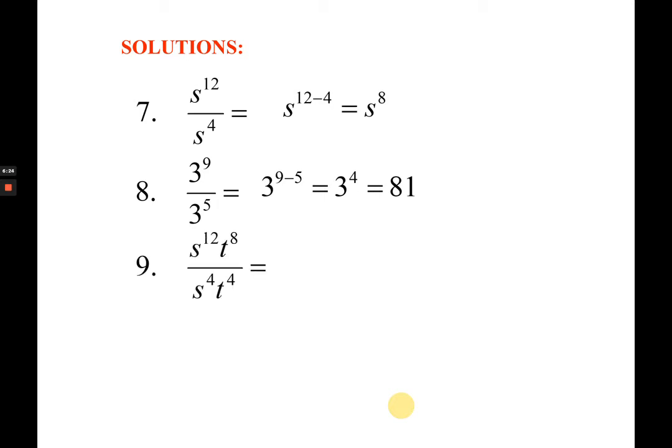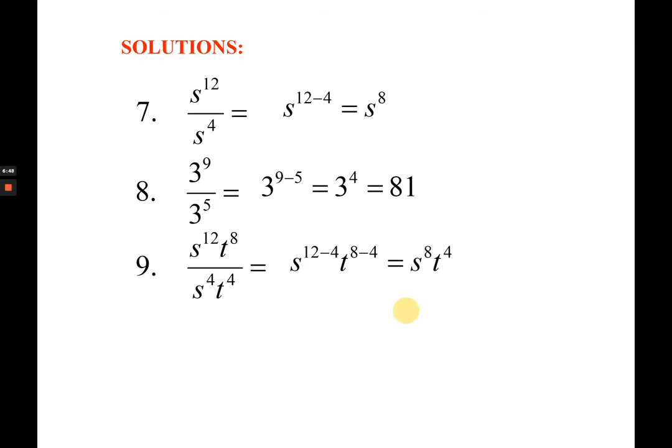Next, now we have combined variables. You just separate them. Like when you multiply, you add your exponents. When you divide, you subtract their exponents. So you have s, 12 minus 4, and t, 8 minus 4. 12 minus 4 is 8. 8 minus 4 is 4.